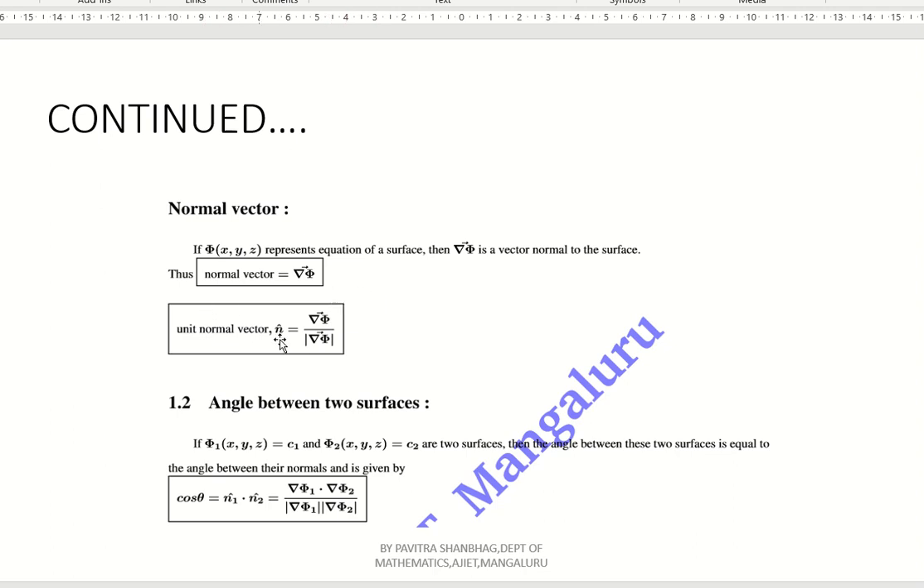So what is the unit normal vector n cap? This is del phi divided by modulus of del phi. So how to write the unit normal vector always? The given vector quantity divided by the magnitude of that vector. We call it the unit normal vector. Now with the help of this we can find the angle between two surfaces. Suppose phi 1 x y z equal to c1 and phi 2 x y z equal to c2 are two different surfaces. Then the angle between these two surfaces is n1 cap dot n2 cap, that is cos theta, the angle between two normals.